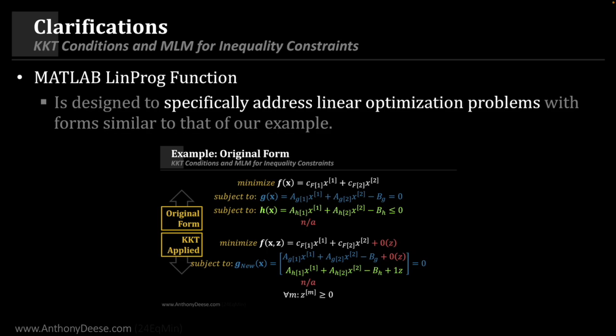Then I think the last thing here is talking about the linear programming function in MATLAB. I wanted to make a slide that was specifically on that, but I think the idea came across when we looked at the MATLAB. This is a function that's specifically designed to address linear optimization problems with a form similar to that of our example. And that's the reason why we put in the CF, the AG, the BG, the AH, and the BH algebraic objects in separately or as a single unit, because linprog, or the linear programming function, already understands how to process those.